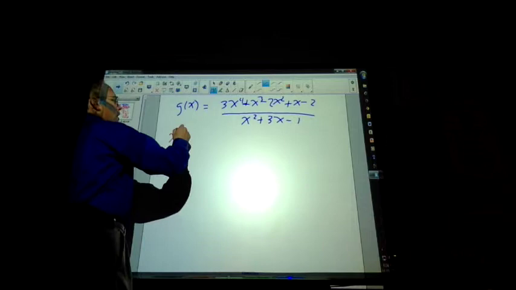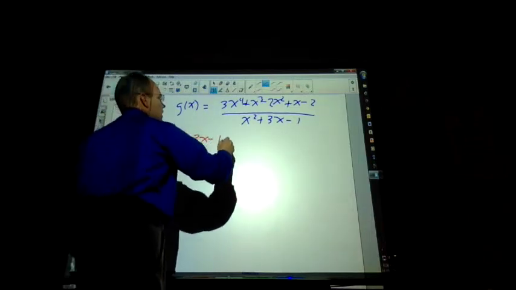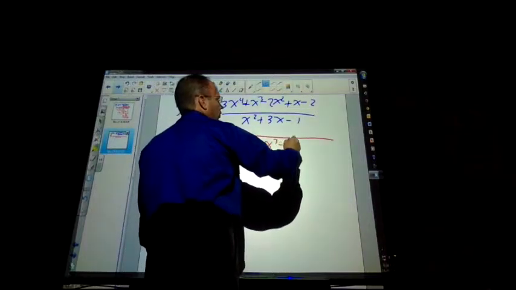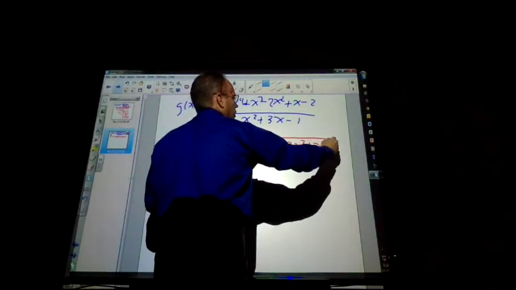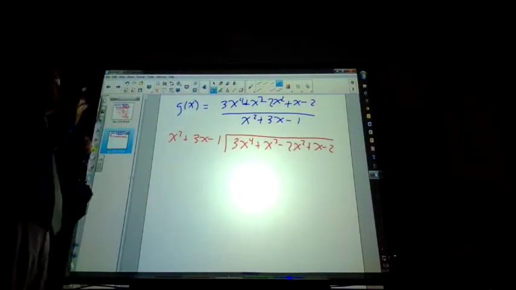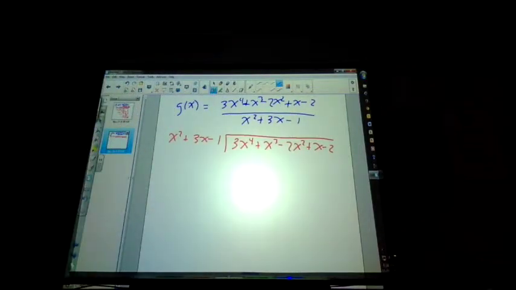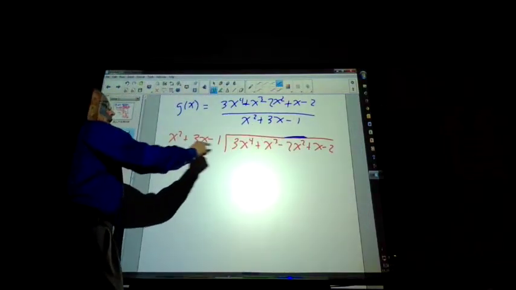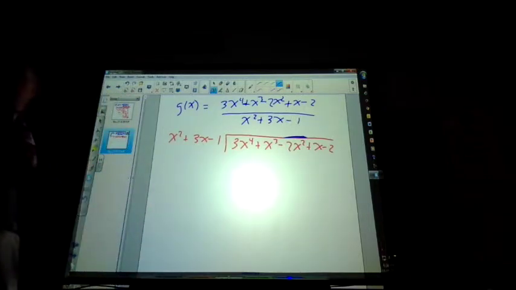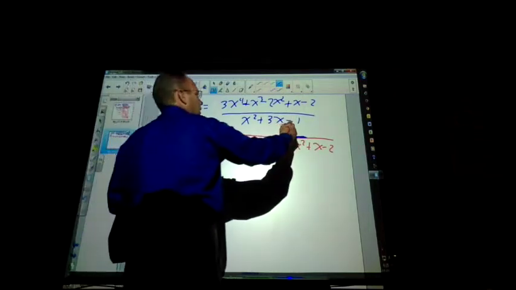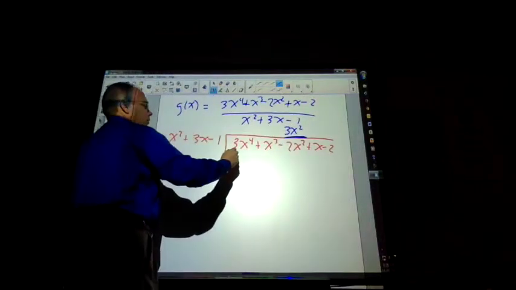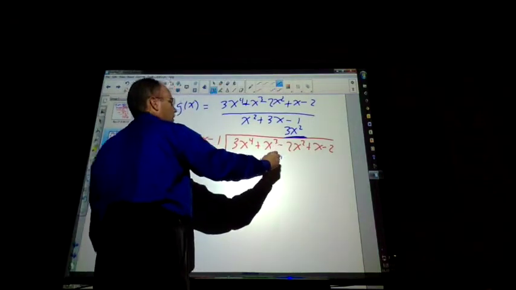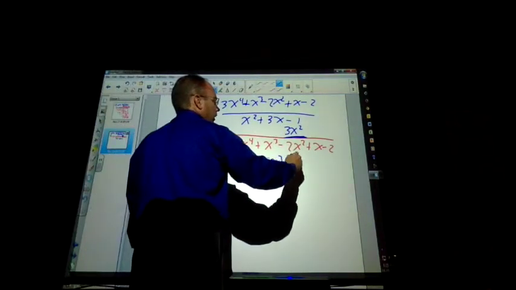So then I got x squared plus 3x minus 1 into 3x to the 4th plus x to the 3rd minus 2x squared plus x minus 2. I have 3 terms, so how far over should I start dividing? 3. So I'm going to start dividing over here. What should I multiply times x squared to give me 3x to the 4th? 3x squared. 3x squared times that is 3x to the 4th. 3x squared times that is plus 9x to the 3rd. 3x squared times negative 1 is negative 3x squared.